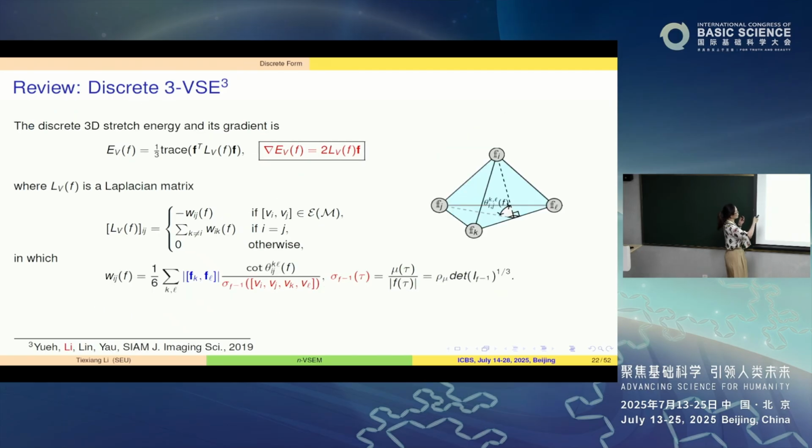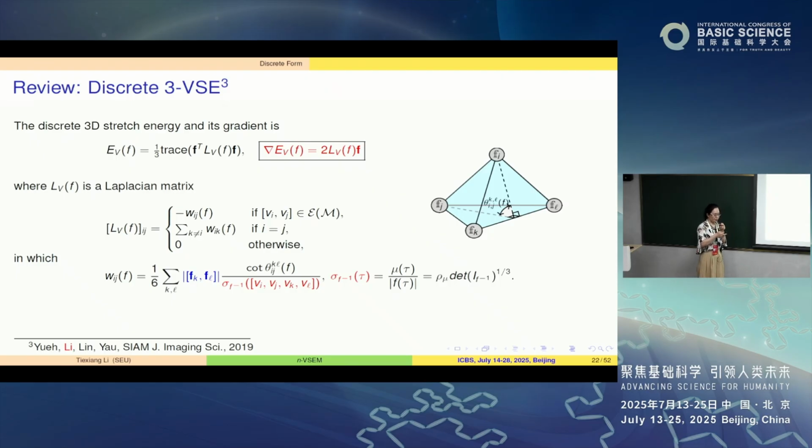For the discrete 3D structure energy, we have this structure energy and the gradient in this way. LV is a Laplacian matrix defined by this Wij. In the 3D version, we still have this ratio at the denominator, and this is a mass ratio. So for the 2D version and the 3D version, our computation is very efficient and can converge.